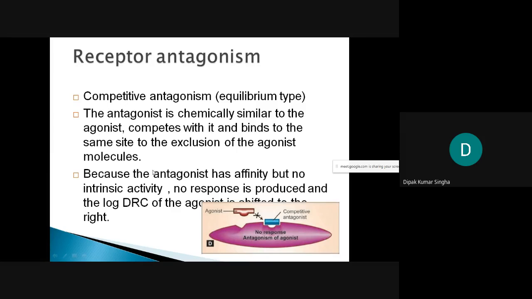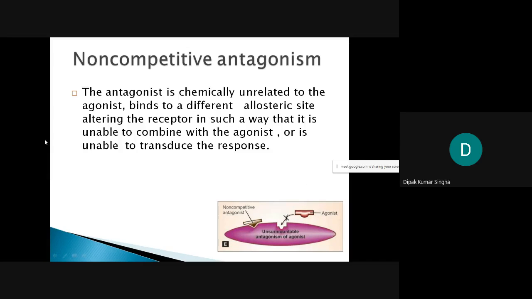That is the receptor antagonism. This is the competitive, and another is the non-competitive antagonism. The antagonist is chemically unrelated to the agonist and binds to a different allosteric site. You know about the allosteric site.